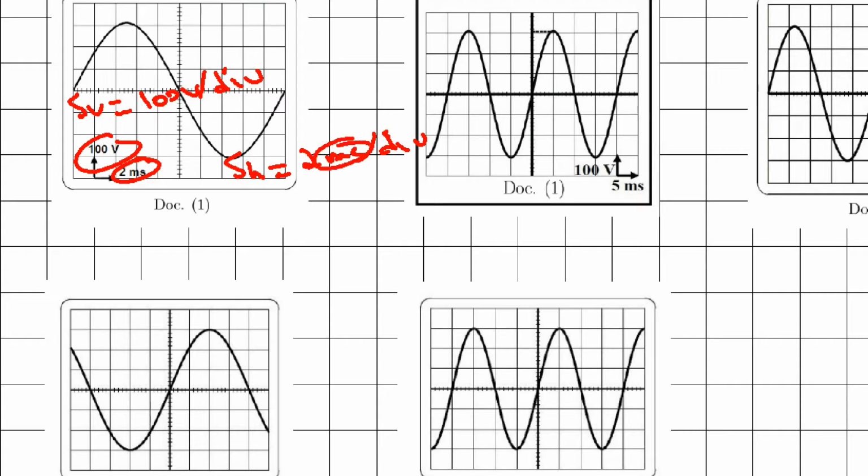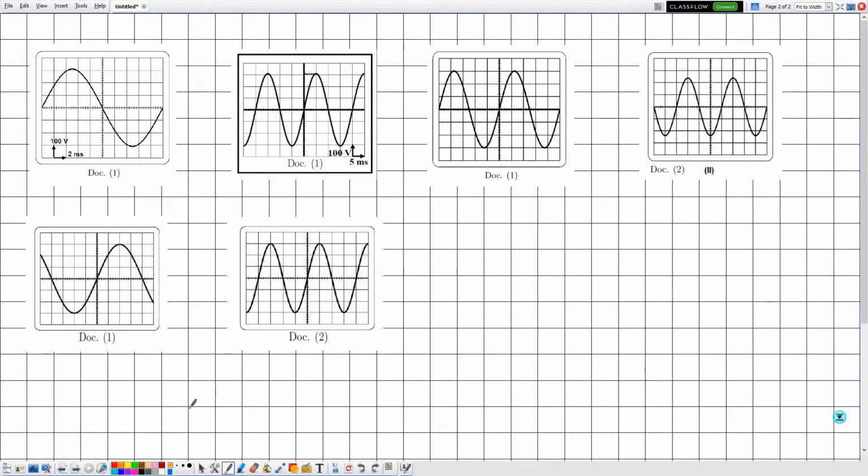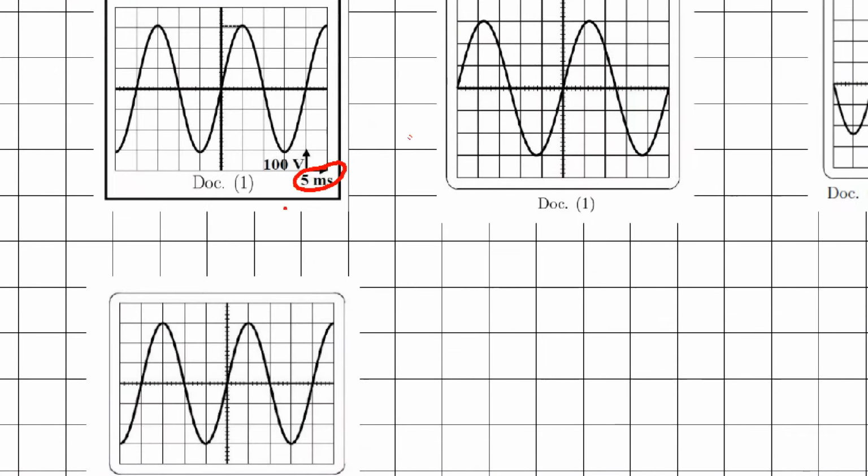Remember that the millisecond is not the SI unit of time. In order to convert from milliseconds to seconds, we divide by 1000, and this is going to be 2 divided by 1000, which is equal to 0.002 seconds per division. Or for example here, this is SH, which is equal to 5 milliseconds per division. So this is going to be 0.005 seconds per division.